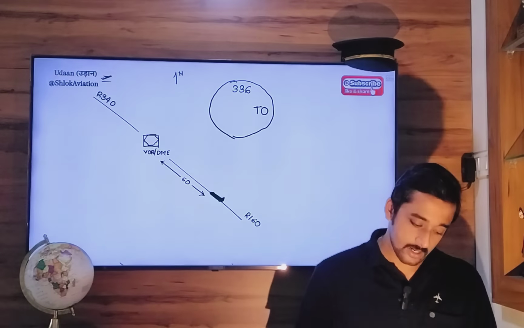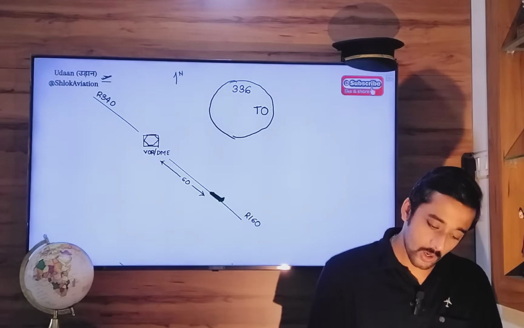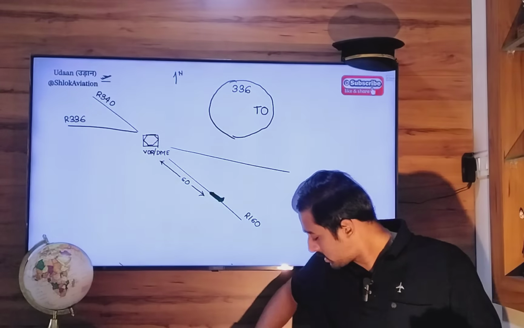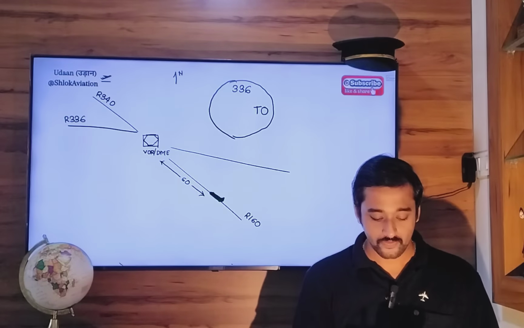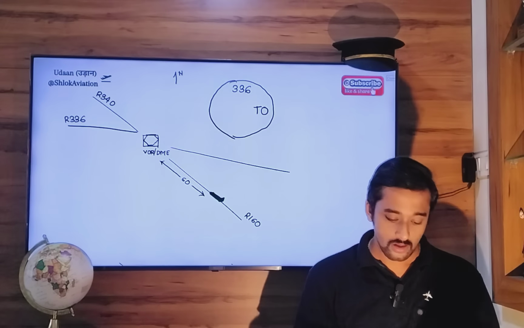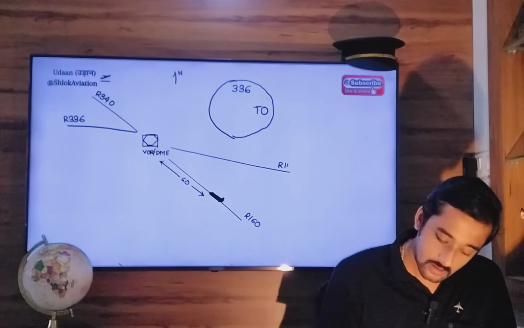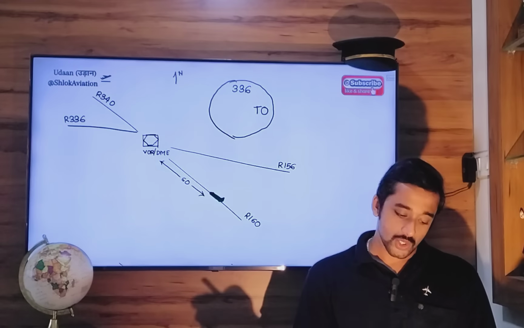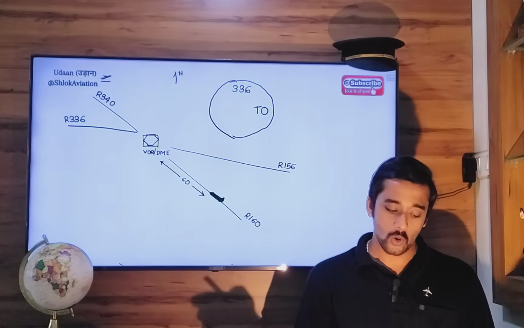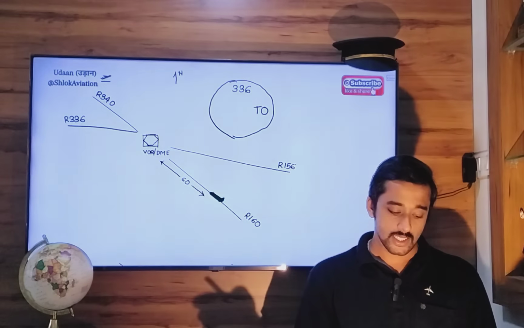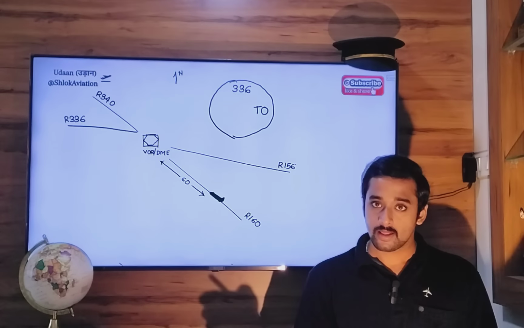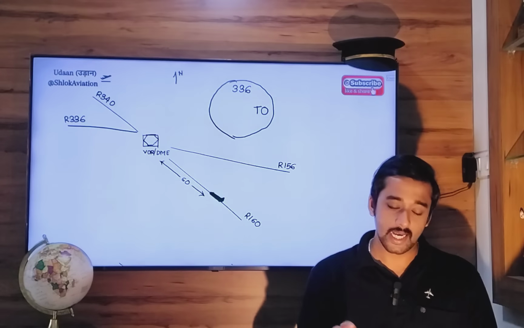So 336, that means you have set your OBS to radial 336, the reciprocal of which is 336 minus 180, 156. Okay, 156. So that means you have set your OBS to a setting of 336 and you want to track inbound. So let's analyze this situation.